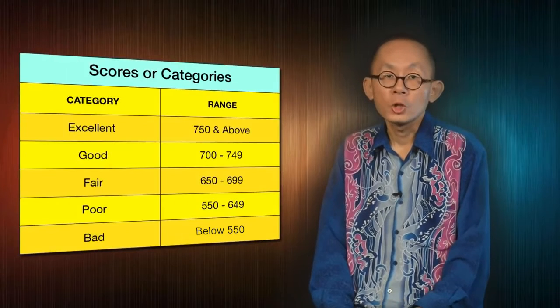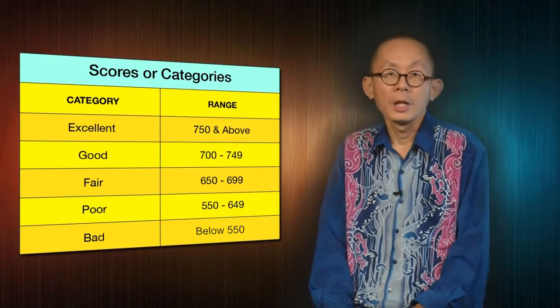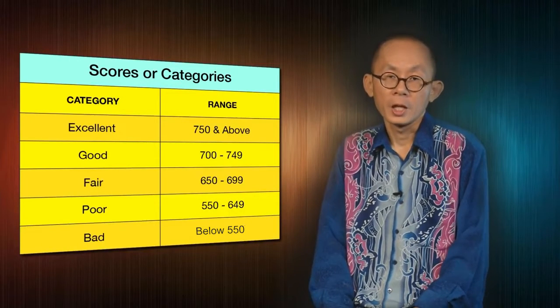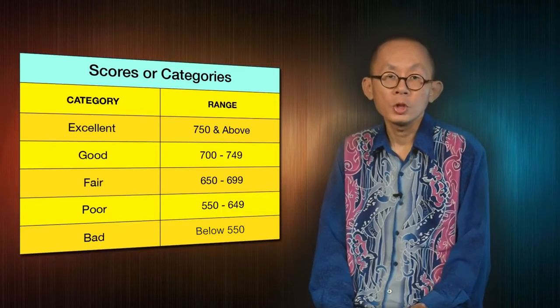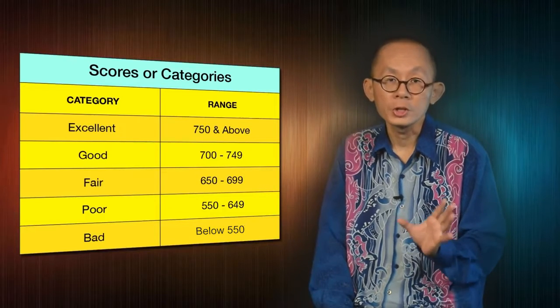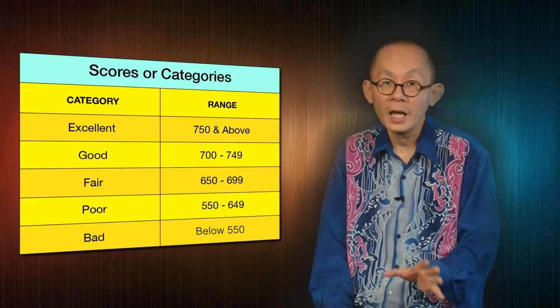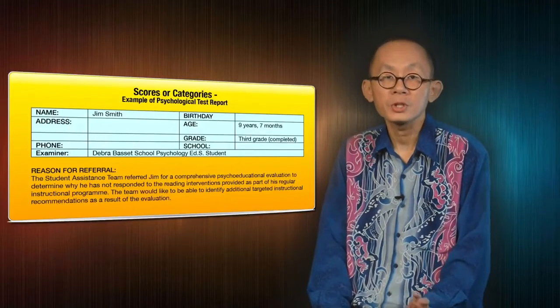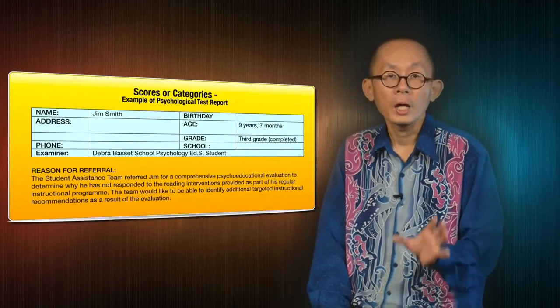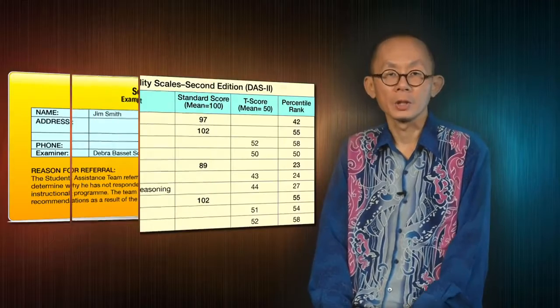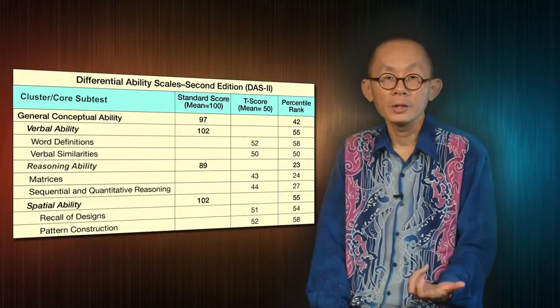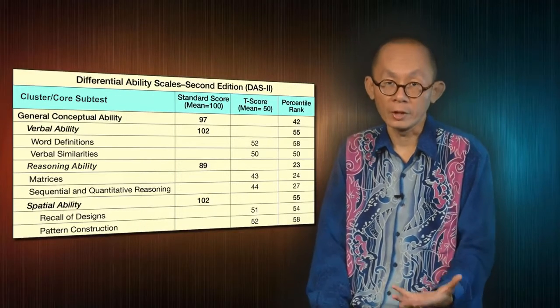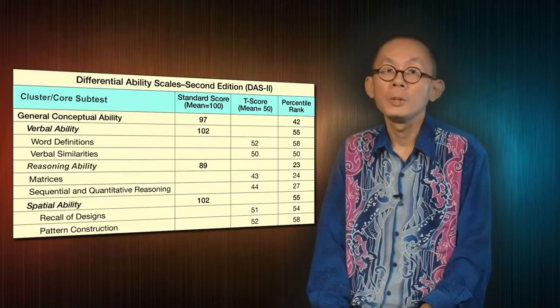Next, there are scores or categories. These are not difficult to understand. A psychological test should be able to produce scores in order to understand how the test taker performs in the test. Meanwhile, categories help us to interpret where a score stands. For example, whether the score of an intelligence test is within the average, above average, or below average category.